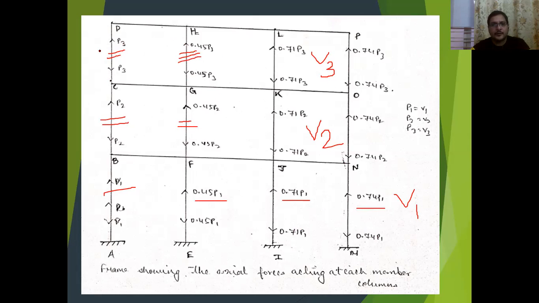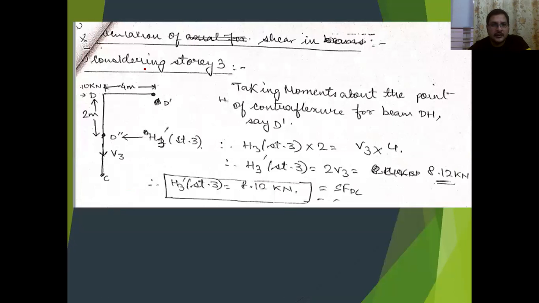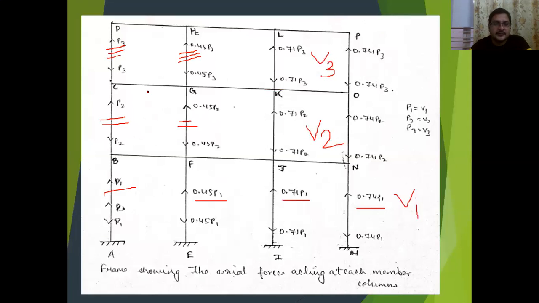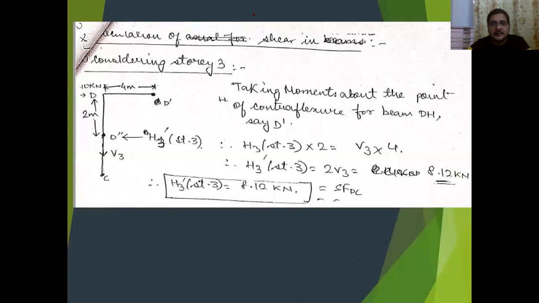Okay. So this is how, progressively, using the concept of the second assumption, we have found the axial forces, and also the axial stresses, acting at each and every column. Now coming to the main concept, that is the second part: calculation of shear force in beams and columns. V1, V2, V3 are the axial forces, not the shear forces. And the second point is calculation of shear in columns.